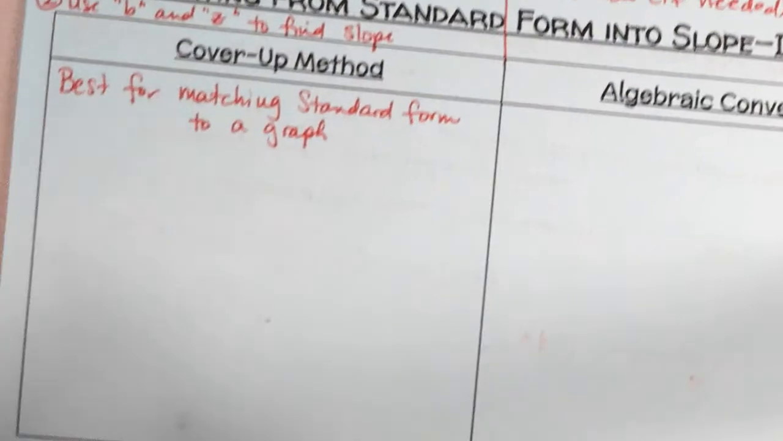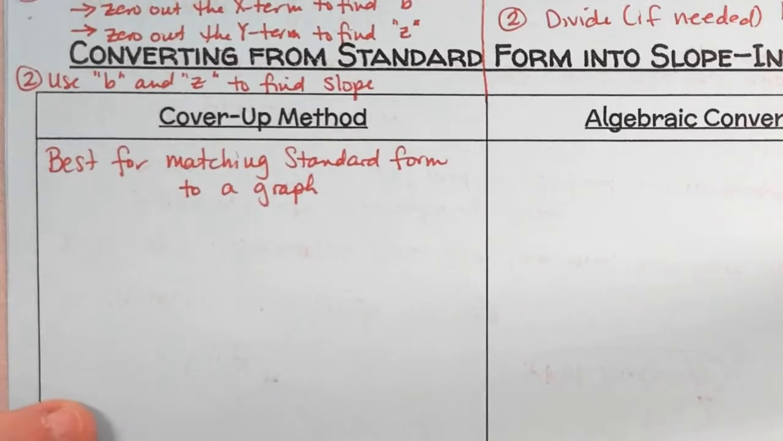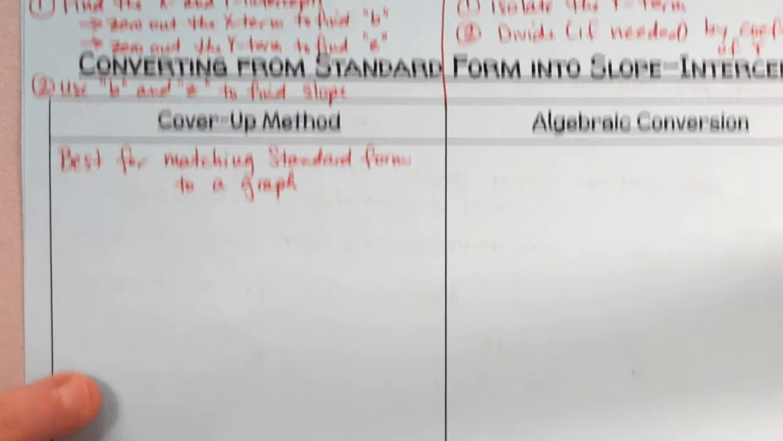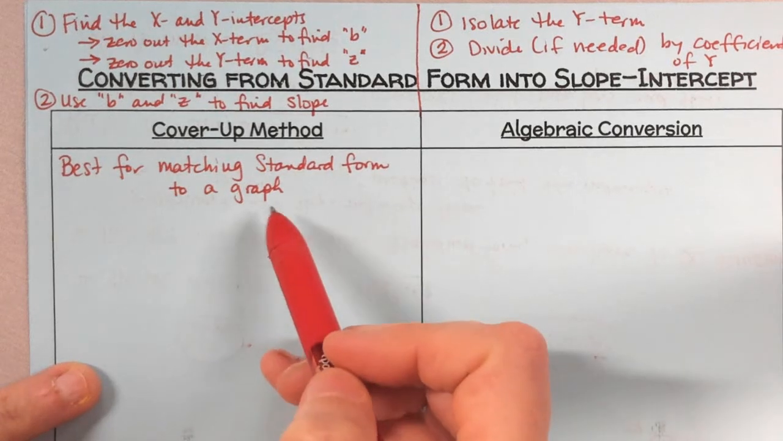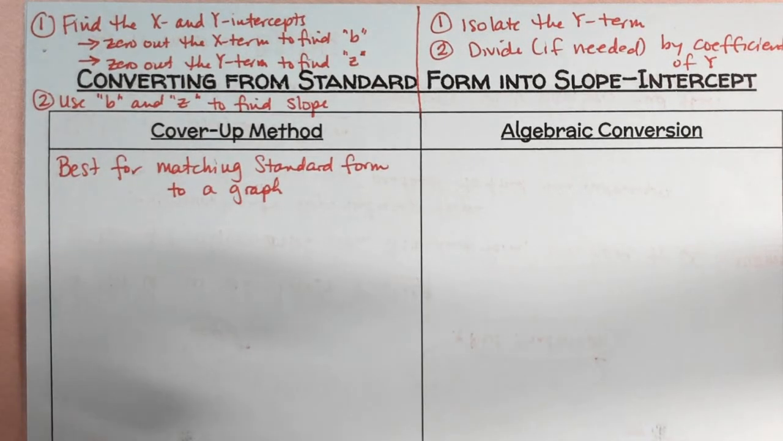That's the cover-up method. Now, I will tell you, you can use the cover-up method to write a slope-intercept form equation. But I don't usually use it for that. But I'm going to show you how. It's an option.